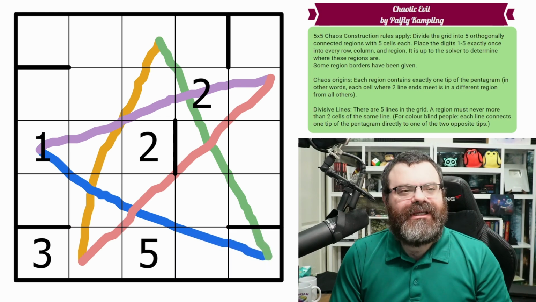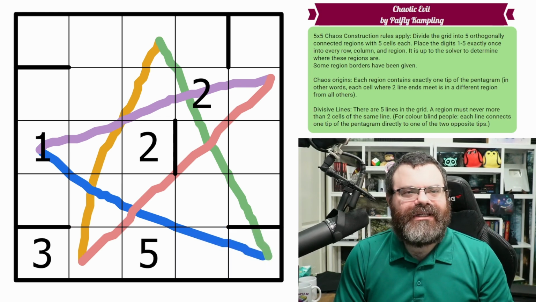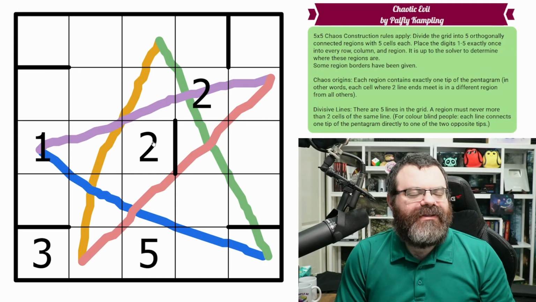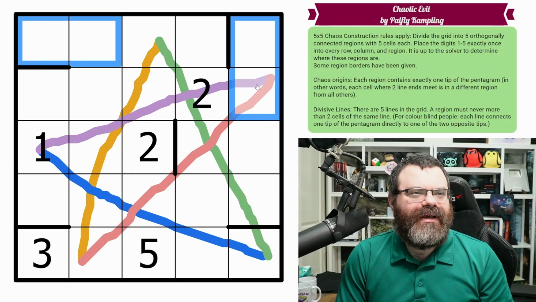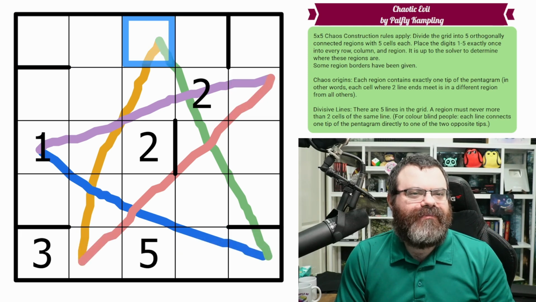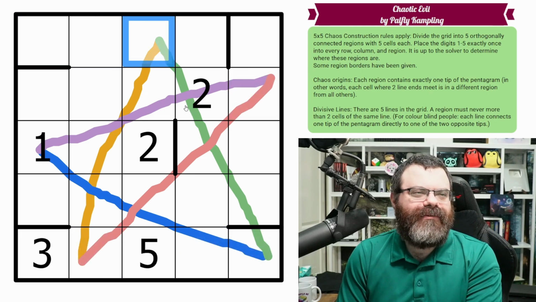Those are the rules. There's a link in the description if you'd like to try the puzzle yourself. And I'm going to get started right now. There are a few places I could get started, like starting by getting regions here, here, here, and here. But I also feel like maybe just coloring the pentagram might be more helpful.